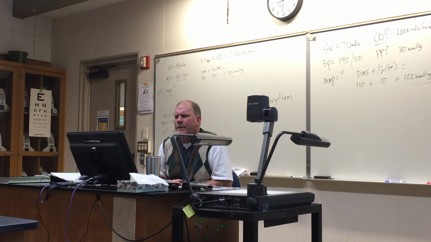The secondary pacemaker of the heart is called the what? The AV node. And the intrinsic rate of the AV node is what? 40. So if the SA node becomes dysfunctional because of an infarction, the AV node will take over. First question on the test.